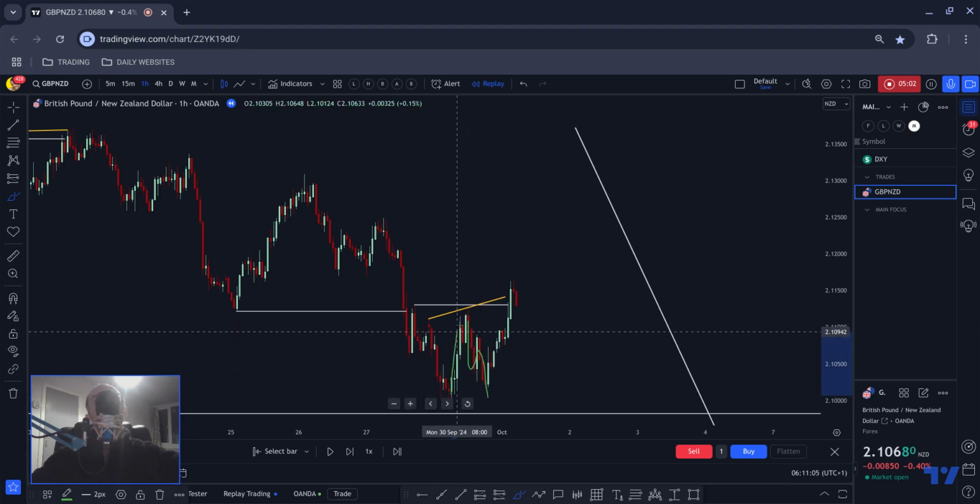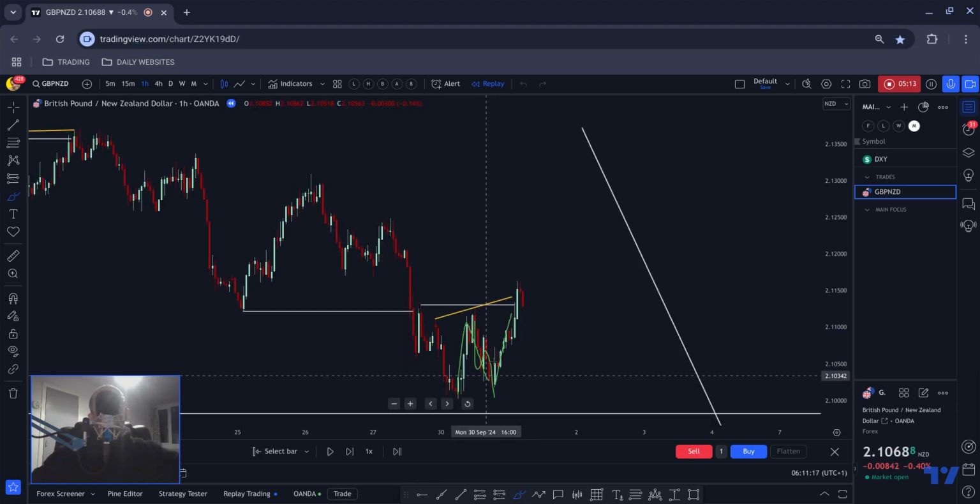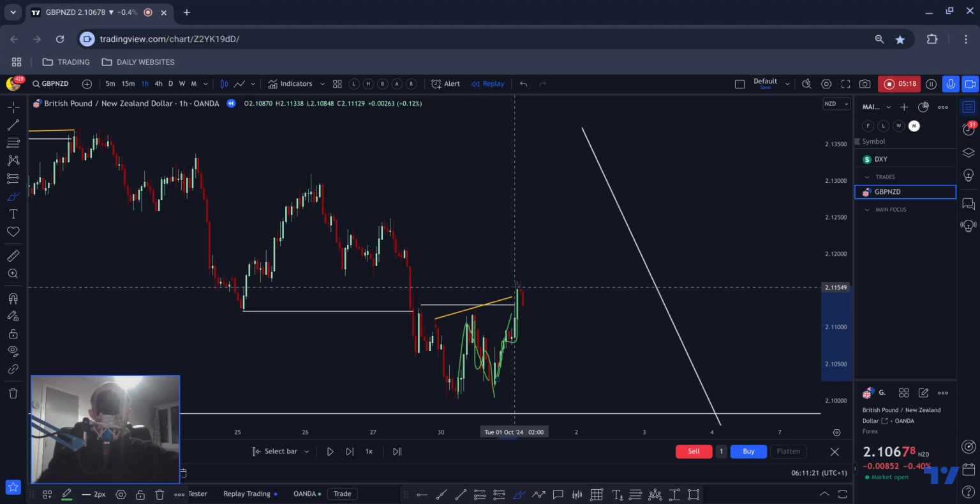I like the fact that we have a more impulsive move up, a corrective move down, and then a more impulsive move up. I like the fact, okay, my internet has just gone, so bear with me. I like the fact that we even have a 1, 2, 3 last leg.